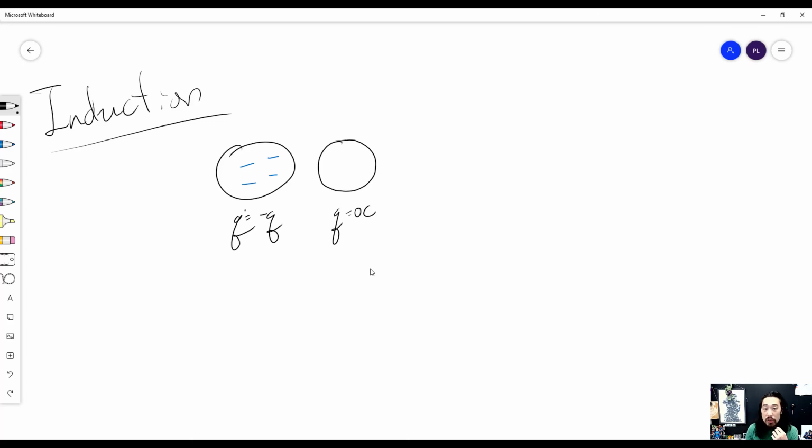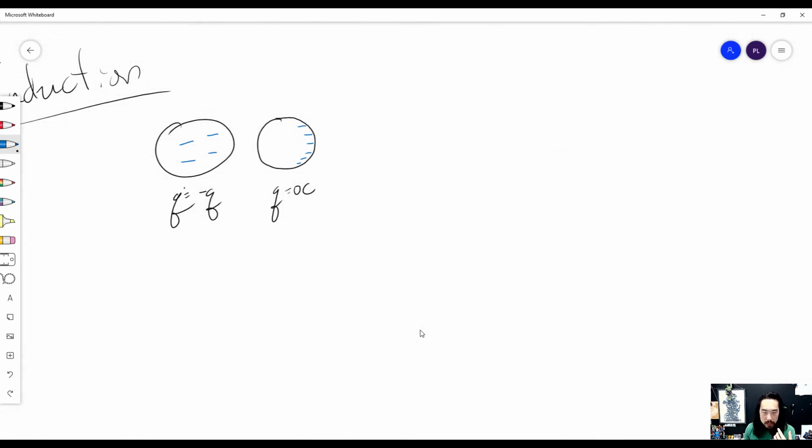Okay, so let's do a quick little recap. This is what we call polarization. So what this means is that the negative charges will move away from this large source. Okay, so this is polarization. Now, the next step, we will get a ground. We will ground the object.